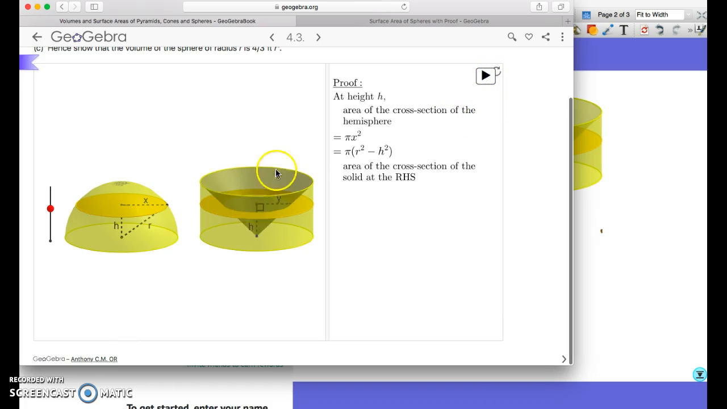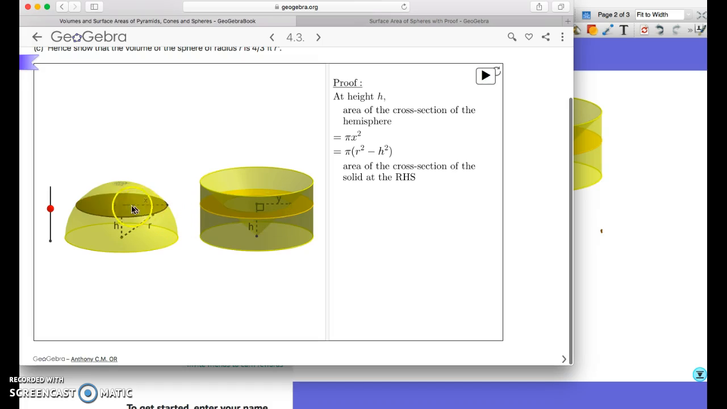Now what we're trying to do is look at the figure on the right-hand side. According to Cavalieri's principle, if we can show that the area of this ring has the same area as this circle, then what we're able to prove is that the volume of the hemisphere will be the same as the volume of the cylinder minus the cone. That's how we're obtaining this ring.